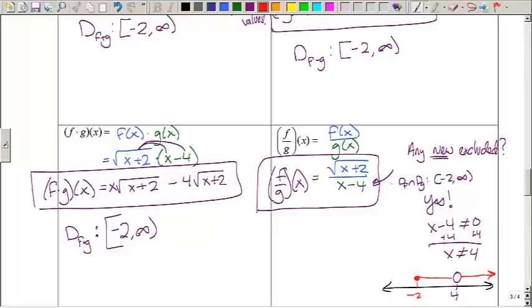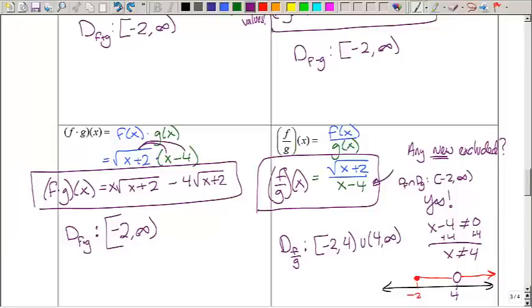So this new function is coming in and saying, okay, I agree with your party list for the blue, I agree with your party list for the original green, but I'm now including a new domain restriction. I'm not going to invite 4 to my party because he would make the denominator 0 for my new function. So my domain for my f divided by g function is going to be negative 2 till 4, including the negative 2, union 4 until infinity. And this is my new domain for the f divided by g function that we created.